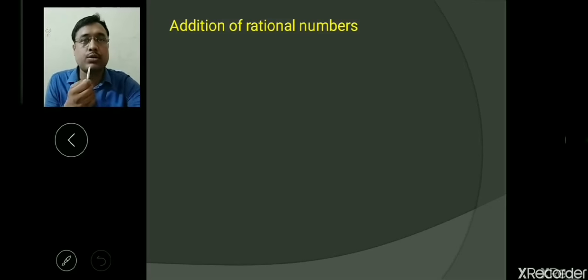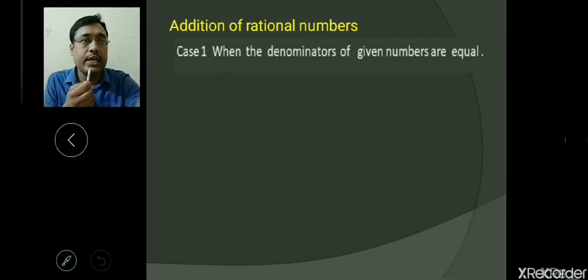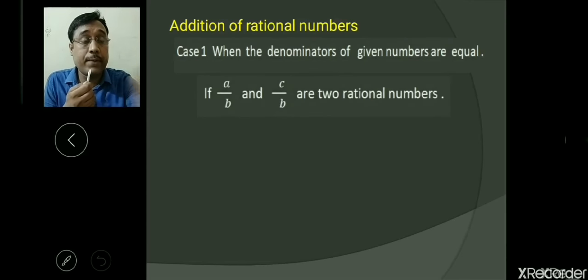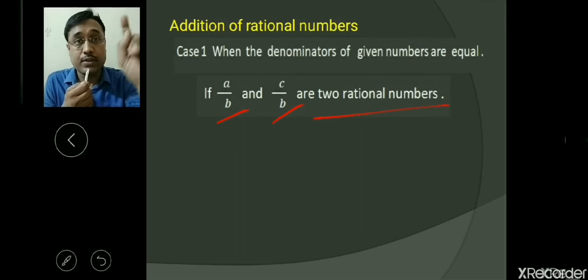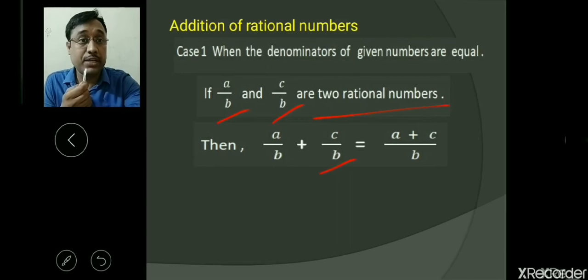Some steps here also you have to follow. Case 1 is when the denominators of the given numbers are equal. When they are equal, students, see this. If a by b and c by b are two rational numbers, here b and b are the denominators. Denominators are equal. Then a by b plus c by b, the denominators are b and b.